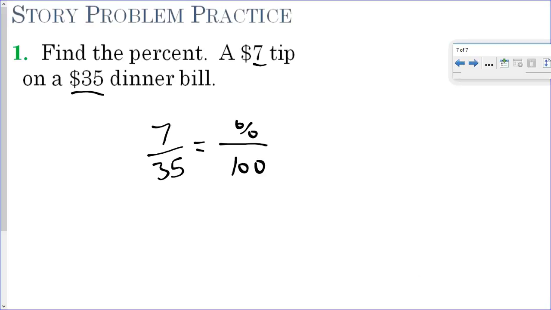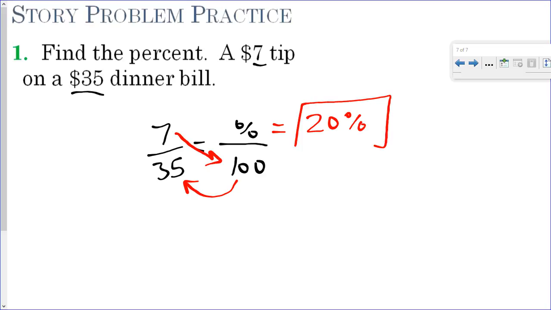When I figure this out, it looks like I'm going to do 7 times 100 divided by 35. That's a quick shortcut way of doing it. But my cross products are going to be equal. As I look at it here, it ends up being 20%.